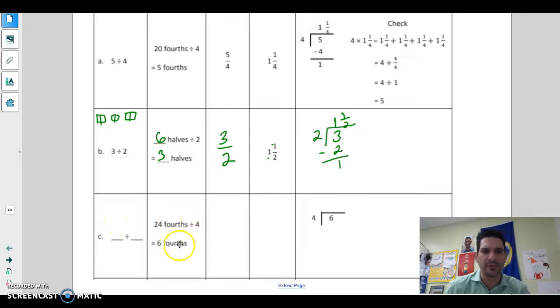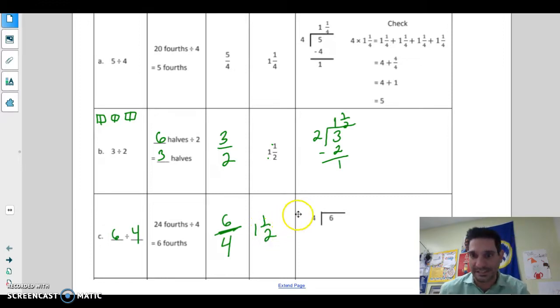24 fourths divided by 4 is 6 fourths. 6 fourths is 6 over 4. So that tells me the division problem is 6 divided by 4, which as a mixed number is 1 and 1/2. But you're like, Mr. J, it's 1 and 2/4, which is equivalent to 1 and 1/2. Got it. 4 goes into 6 one time, and 2/4 is equal to 1 and 1/2. Put them in simplest form.